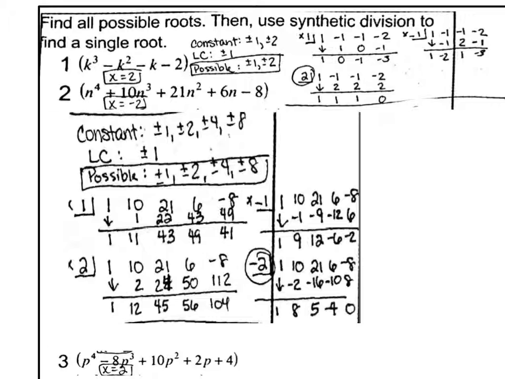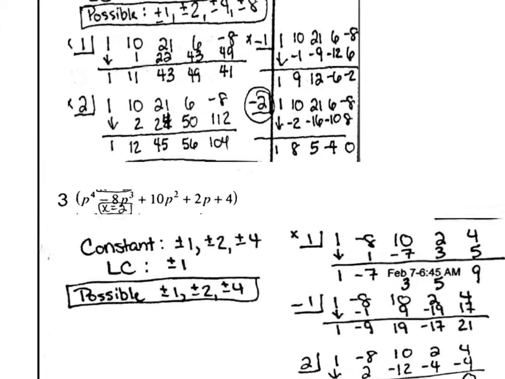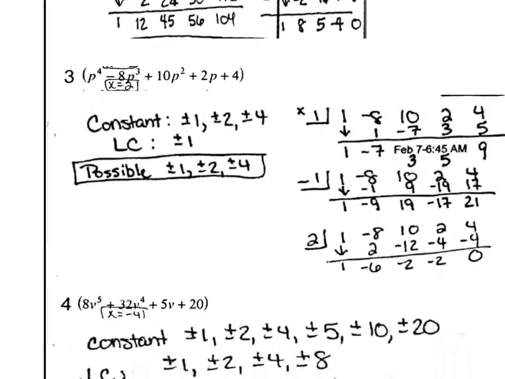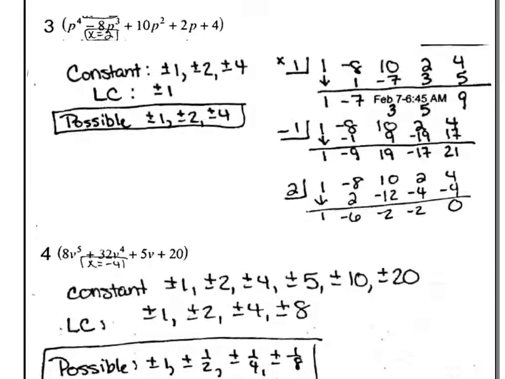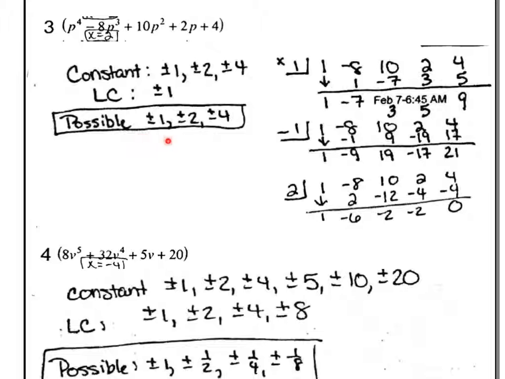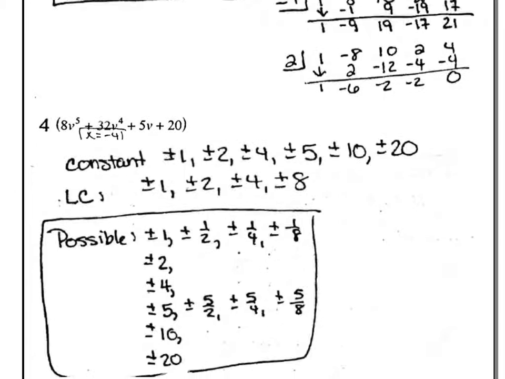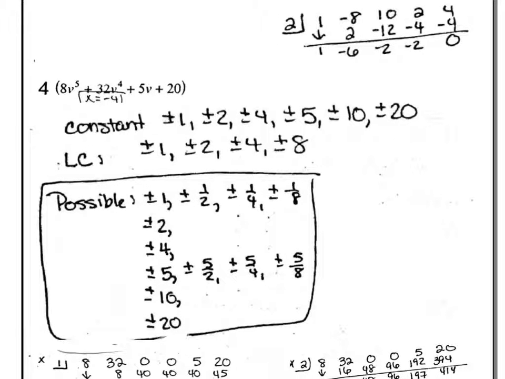Moving up. Number 3, the root that worked was 2. Here were your possible roots: plus and minus 1, 2, and 4. 1, negative 1 didn't work, but 2 did. And again, it's just easiest to go in order, avoiding any fractions.